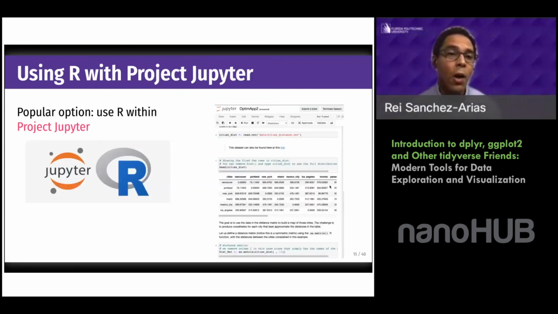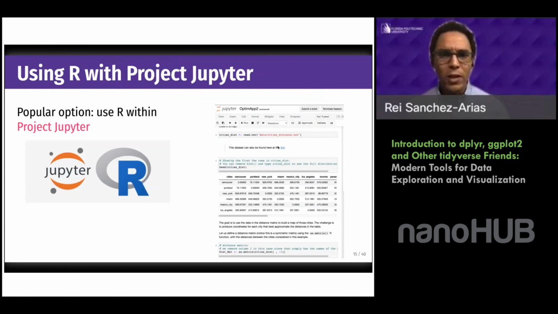The other very popular option is Project Jupyter. In particular, the Project Jupyter installation in nanoHUB also has what we call an R kernel. So you can initiate an instance of a Jupyter notebook with an R kernel, which means you can program in R in it, and that's great. And on the right side here, I'm showing a quick screenshot of a Jupyter notebook that has a couple of things I want to bring to your attention. First, I'm reading a data set called cities distance through a function, surprise, called read.csv, because the file is a CSV file, like a comma-separated value file.